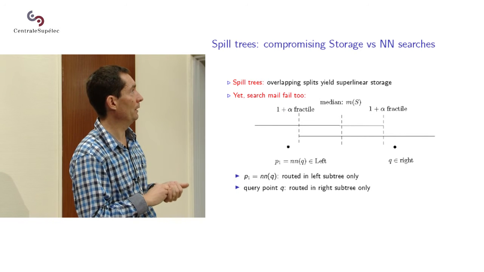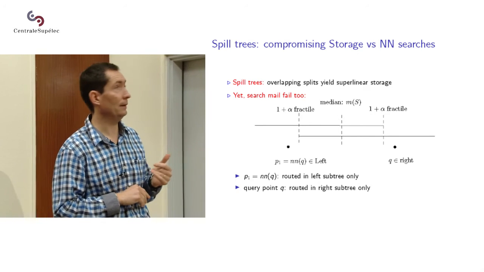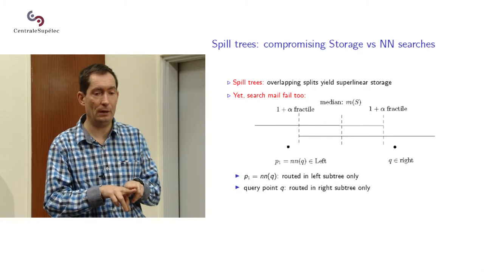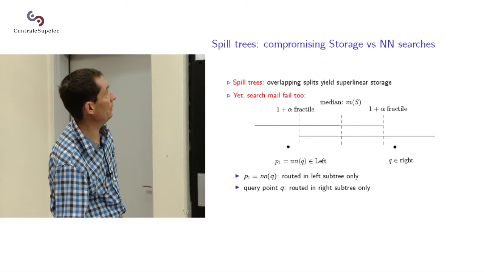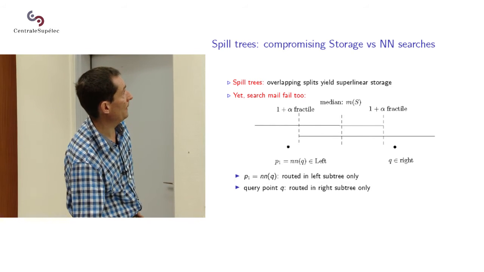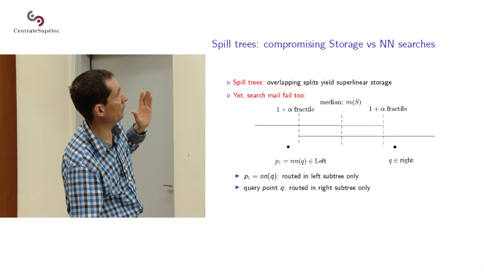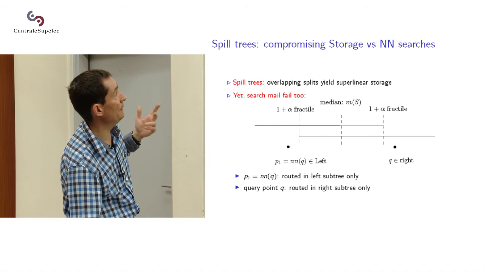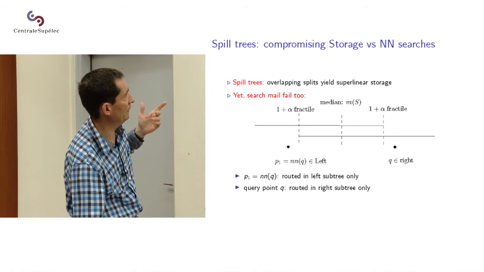So with these spill trees, what one is doing is compromising the storage versus the quality of the neighbors which are returned, right? But one should still be aware of the fact that even when using overlapping regions, the search may fail. For example, if you have many points here, many points there, and the median is here, your query point here is going to be stored in the right subtree only, whereas the nearest neighbor is located beyond the overlapping slab, let's assume in projection it is here.